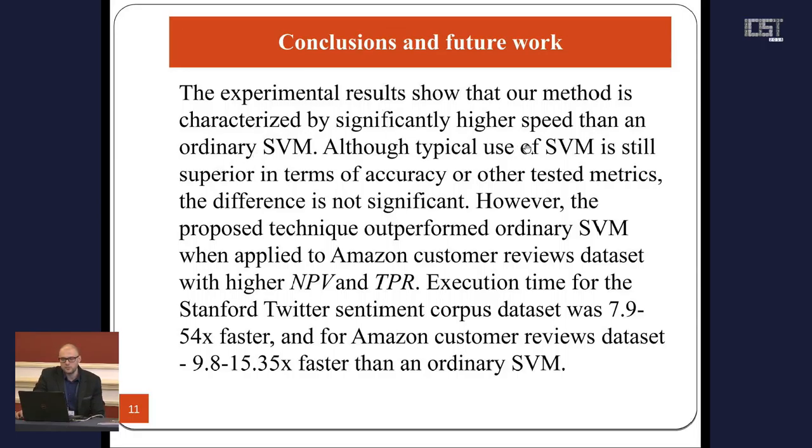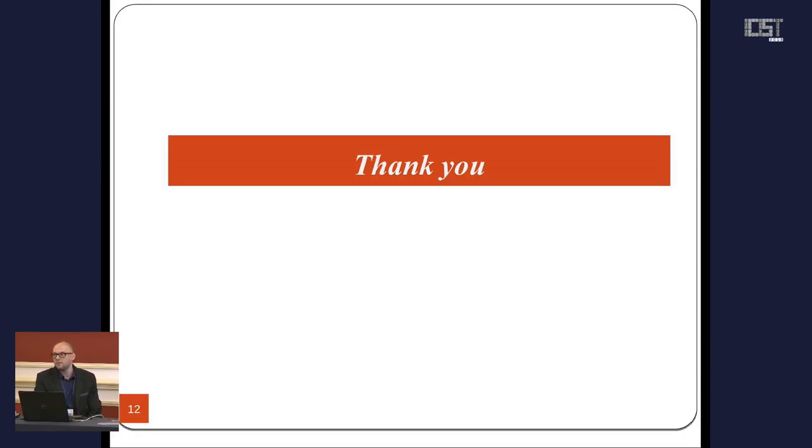The experiment results show that our method is characterized by significantly higher speed than ordinary SVM. Typical use of SVM is still superior in terms of accuracy and other testing metrics, but in execution time, our method is faster. For the Stanford Twitter sentiment corpus dataset, it is from 7.9 to 54 times faster, and for Amazon from 9.8 to 15.45 times faster than ordinary SVM.